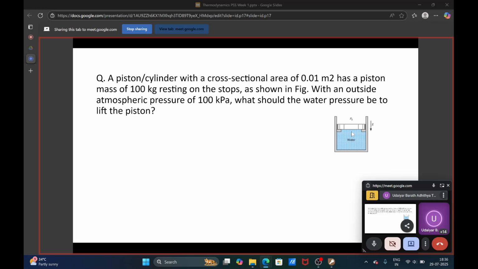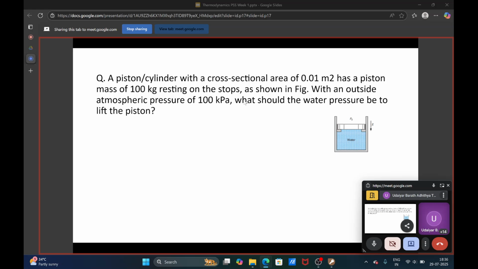Again, a simple problem. Just like the previous one, you have two kinds of pressure acting on the water. One is the atmospheric pressure, which acts on the piston and is carried over to the water. The second is the pressure exerted by the piston weight. Those are the two pressures acting on the water. To lift this piston, you need a pressure greater than these two pressures combined. So first you need to find the total pressure acting on the water. First is your 100 kilopascal.